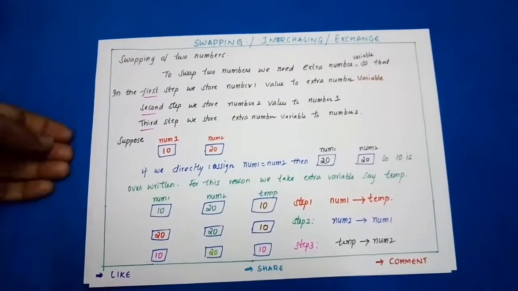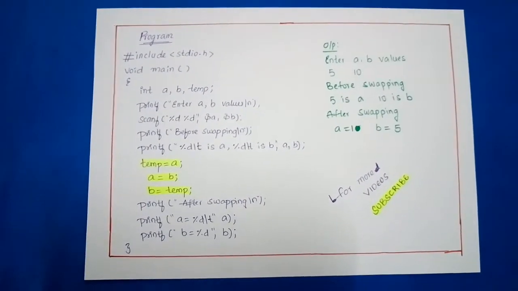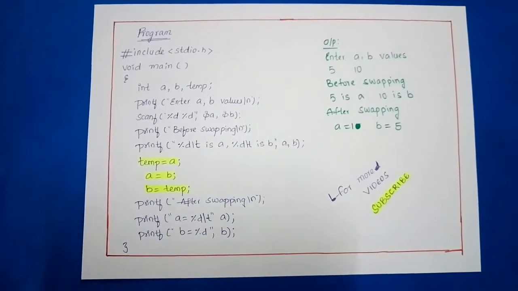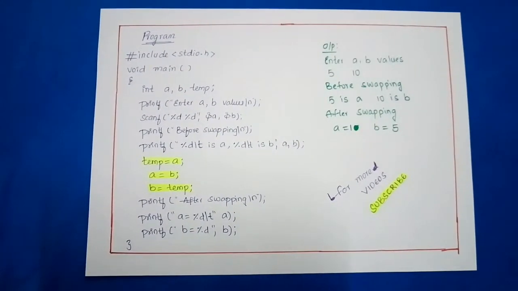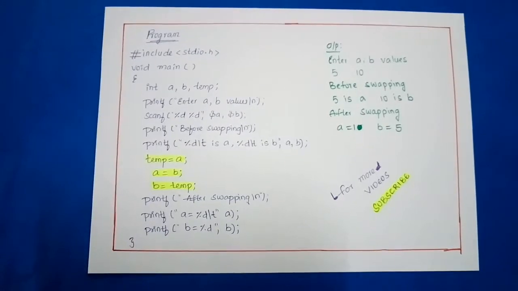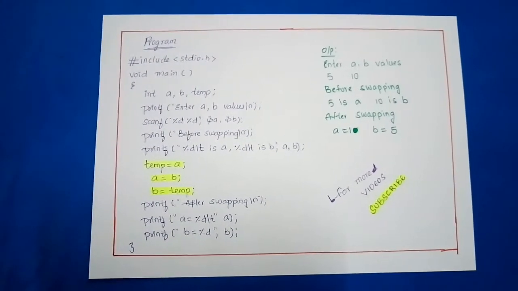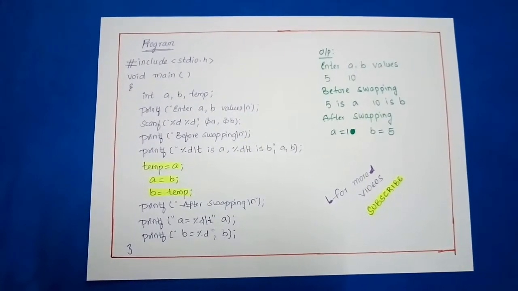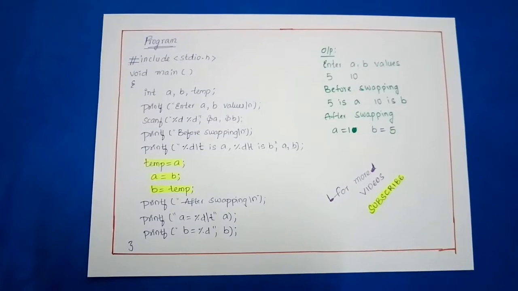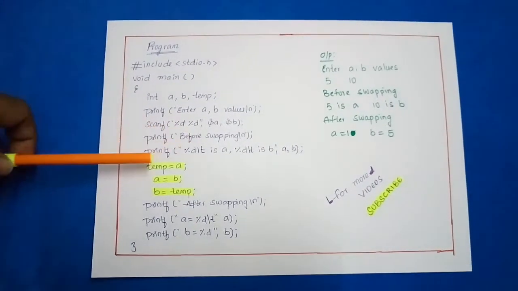Now we look at the program. We just need to take three variables: a, b and temp. The a and b are like num1 and num2, and temp is the temporary variable where we store the value of a. Now we ask the user to enter the a and b values. Before swapping, we need to know exactly what a is and what b is, so I am writing printf for the values before swapping.